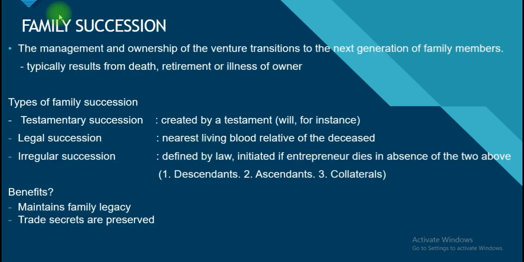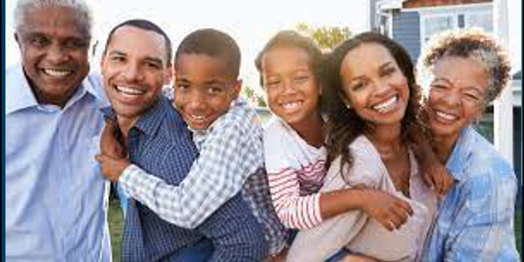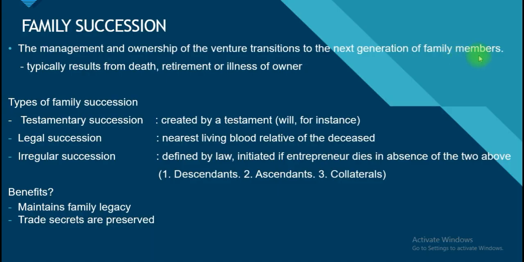Then there is family succession, where the management and ownership of the venture transitions to the next generation of family members. Typically, family succession is the result of death, retirement, or illness of the owner. There are different types of family succession. So we have testamentary, legal, and irregular successions.